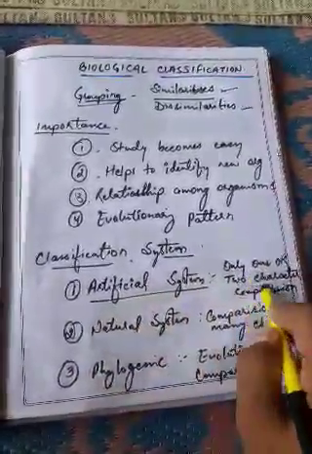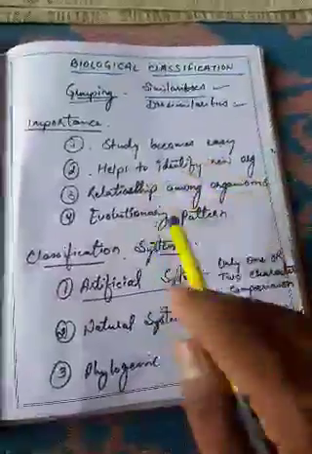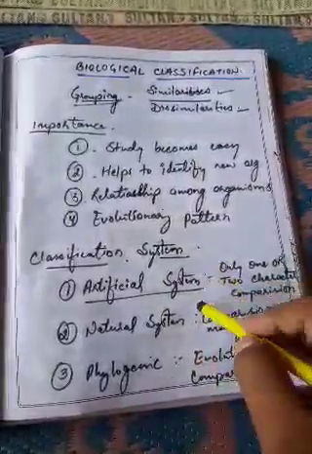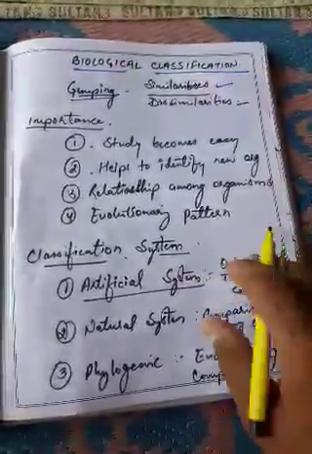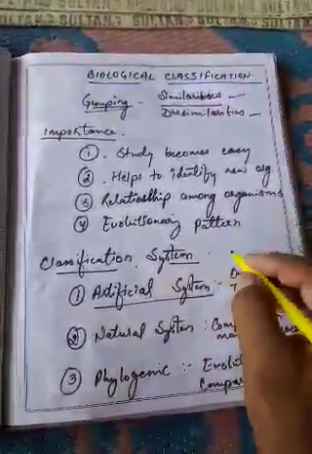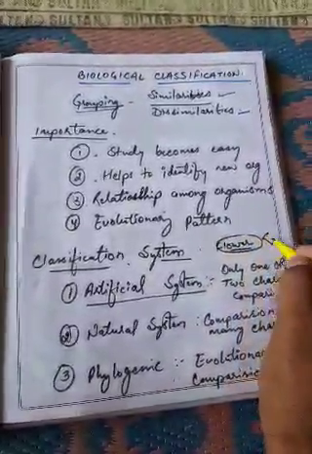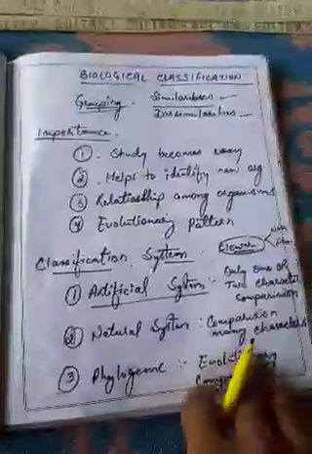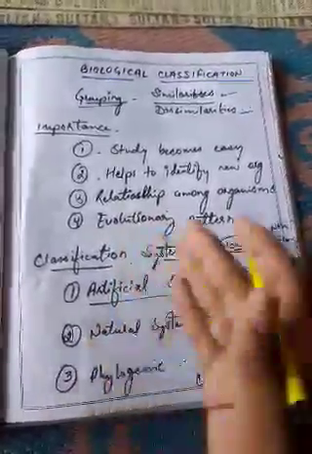In this, only one character is compared to group organisms into different categories. If we take plants as an example, there are so many different characteristics of a plant, but in the artificial system only one character is taken for comparison, such as its flower. So all the plants will be kept into two categories on the basis of flower: non-flowering plants and flowering plants. So this was the artificial system. Only one or maybe two characters were compared just to group organisms into two categories.